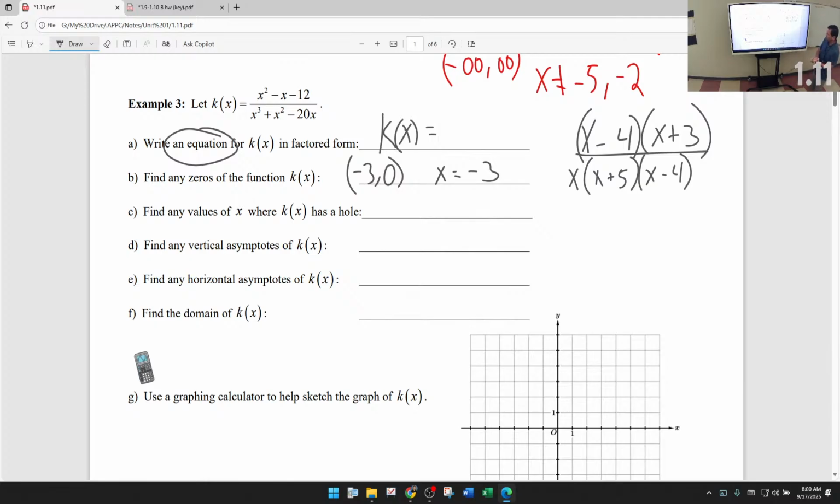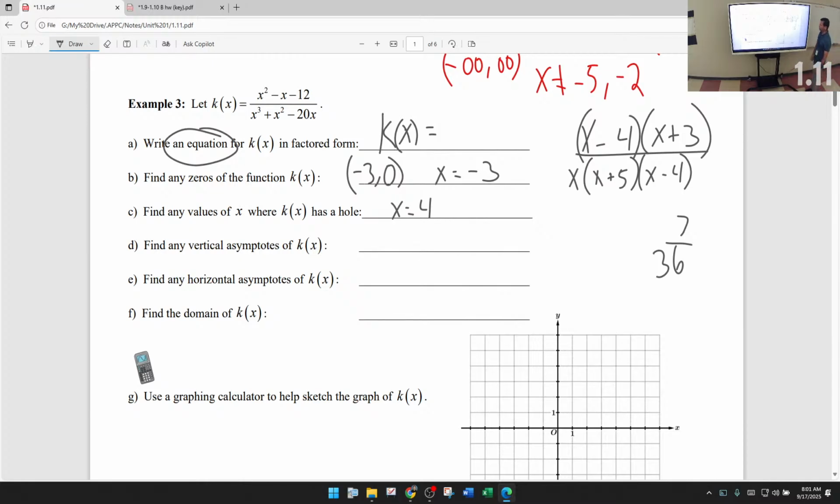Find any values where it has a hole. We decided it has a hole at 4. Okay, if we want to know exactly where it is, we'll plug in 4. 4 plus 3 is 7. 4 times 4 plus 5 is 9. 9 times 4 is 36. Yuck. So it's at 4, 7, 36. So it's almost 1. Not even close to 1. It's like closer to 0.